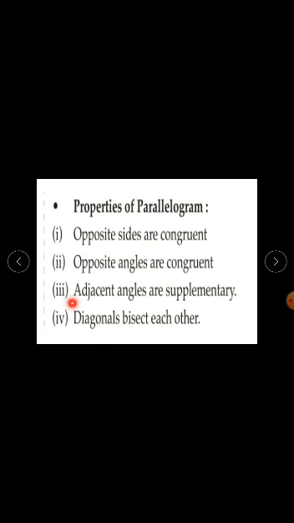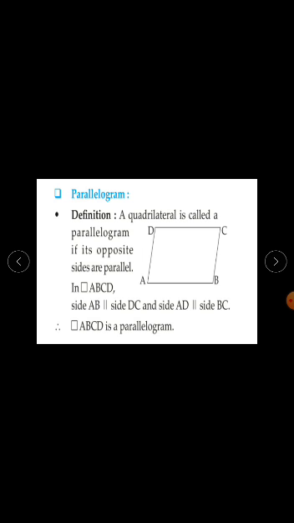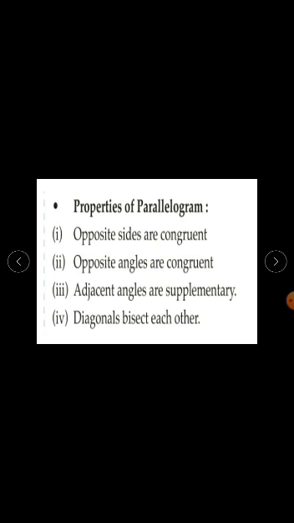Third property is adjacent angles are supplementary. Adjacent angles means angle A and angle B, angle B and angle C, angle C and angle D, and angle A and angle D. In a parallelogram, adjacent angles are supplementary means angle A plus angle B is equal to 180 degrees. Angle B plus angle C is also 180 degrees. Angle C plus angle D is also 180 degrees and angle A plus angle D is also 180 degrees. Now fourth property is diagonals bisect each other.